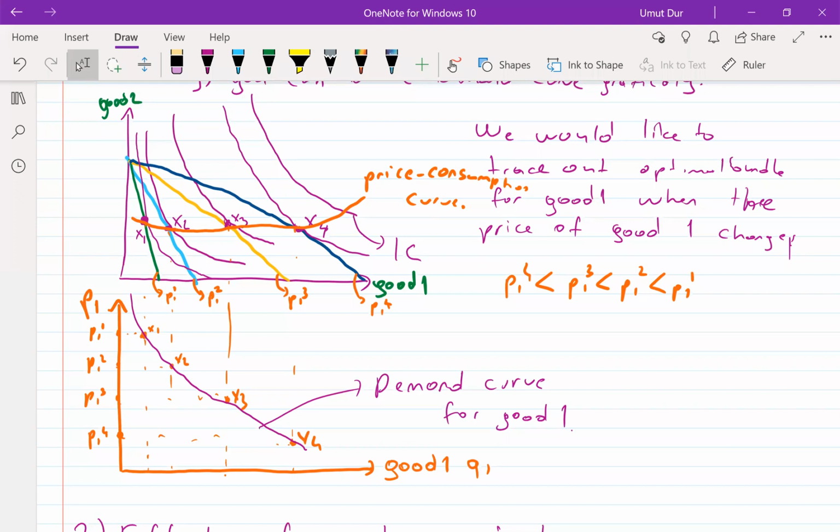the change in the price of good one just tilts the budget line. Then I am just finding the optimal bundle corresponding to different levels of the price.